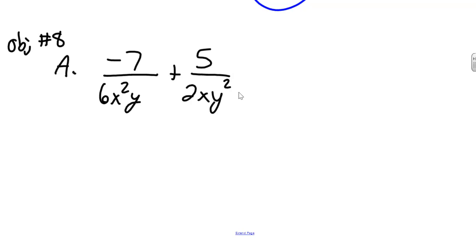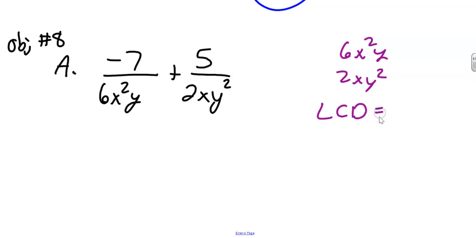Okay, so go negative 7 over 6x squared y plus 5 over 2xy squared. Okay, 2's and 6's. You could take 12, but again, the first number they'd have in common would be 6. So that part, number-wise, would be there. And again, with the variables, you always pick the highest power. So you have an x squared, and you have a y squared. So for that one, that would be your least common denominator.